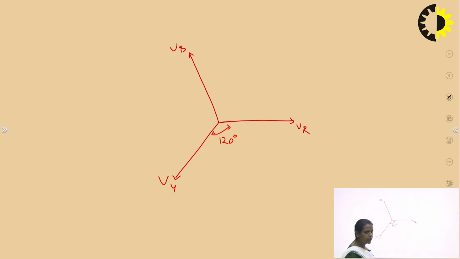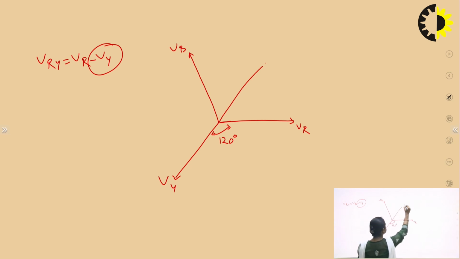So now what are we going to draw here? We want VRY equal to VR minus VY. So here we have VR, right? What we want is minus VY. So from where will this minus VY come? If you draw the opposite line from here, that will be minus VY. So this is minus VY, right? This whole angle is 120 degrees, so this angle will be 60 degrees.